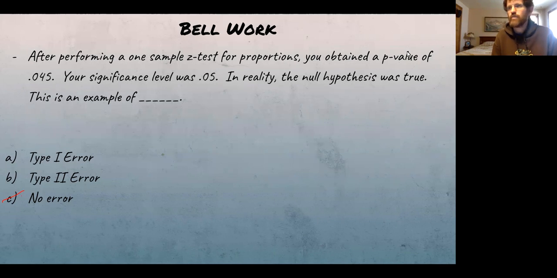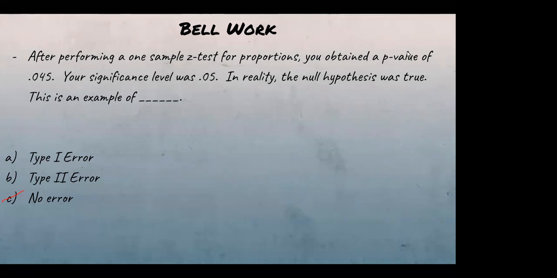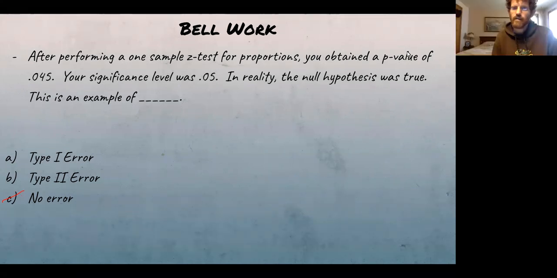I'll just say we rejected the null when we should not have. That is a type 1 error. Rejecting the null when the null is actually true is a type 1 error.